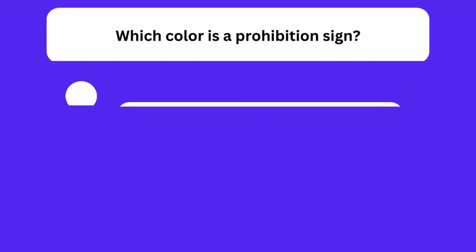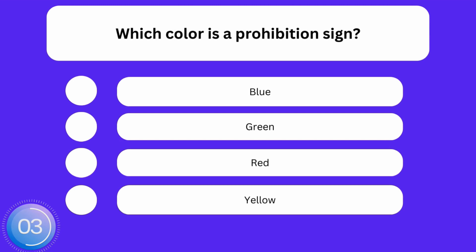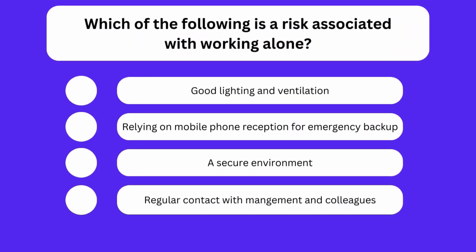Next question is, which color is a prohibition sign? So the correct option is the third one. It is red color. Next question is, which of the following is a risk associated with working alone? So the correct option is the second one. Relying on mobile phone reception for emergency backup is a risk associated with working alone.